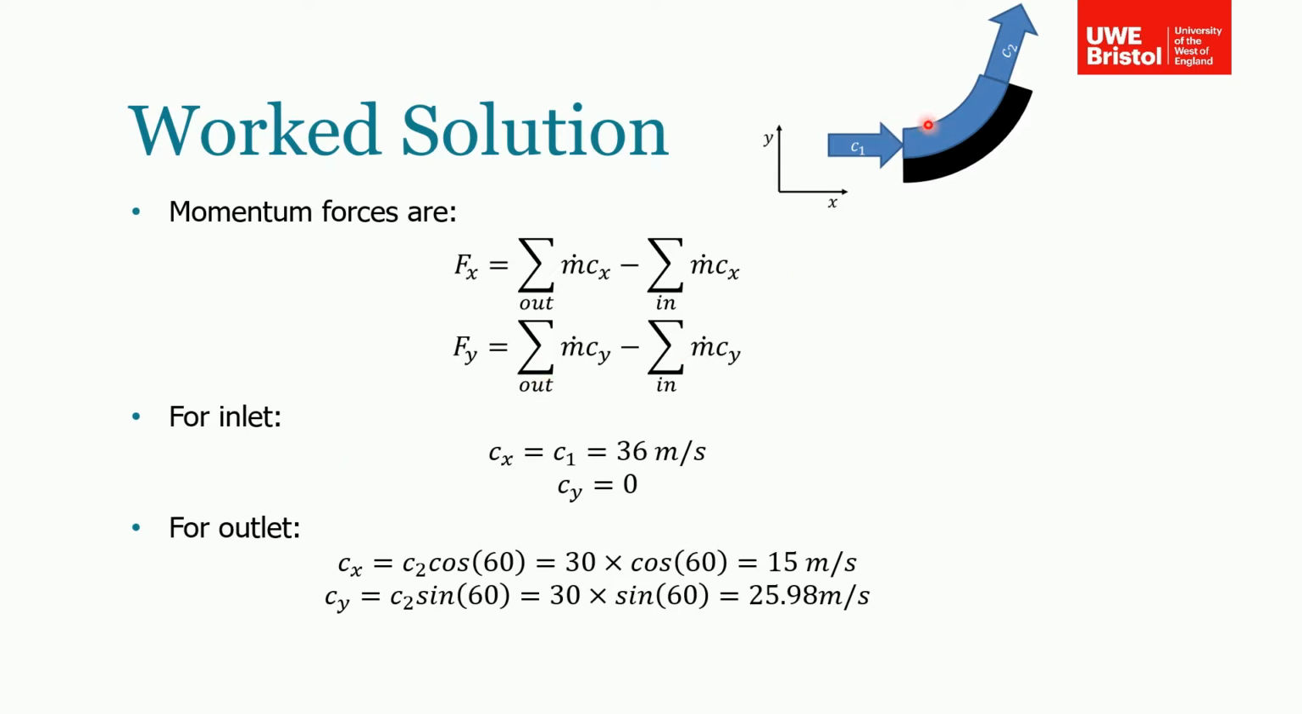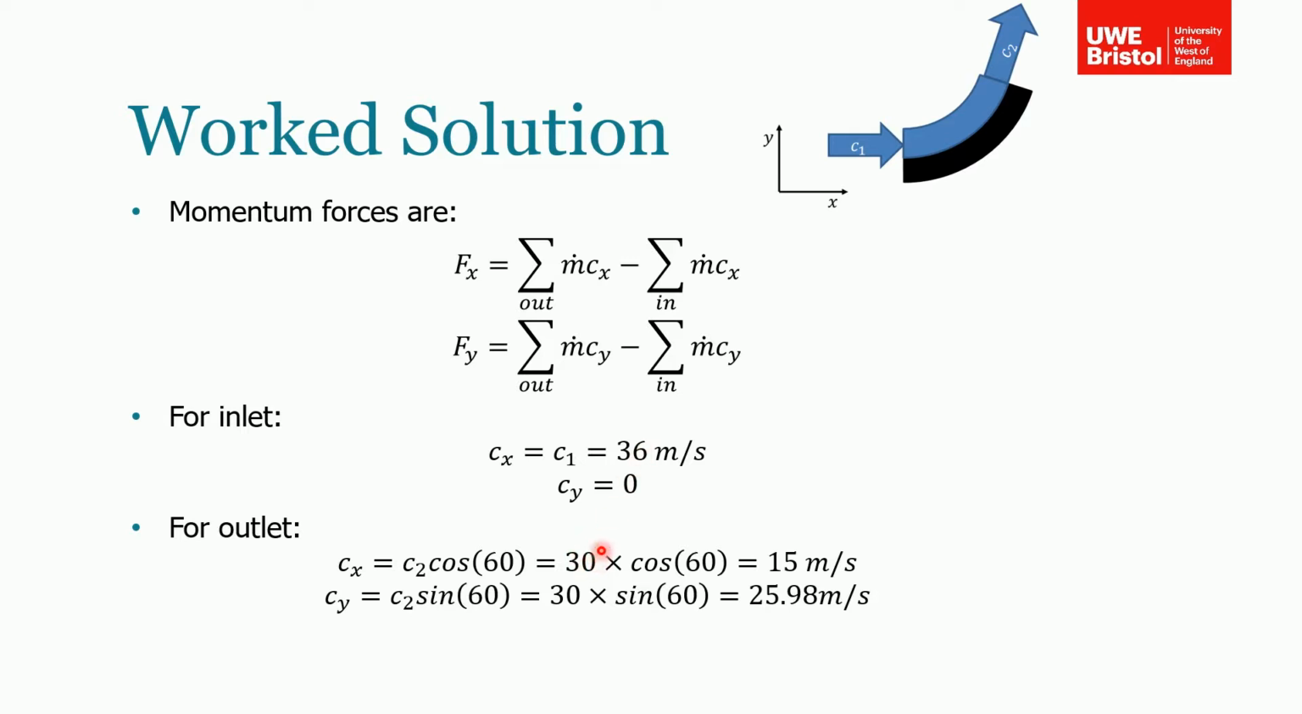So if we go through and work out what each of these components are, for the inlet jet, which is perfectly horizontal, the Cx is equal to the inlet velocity, which is 36 meters per second, and because it's perfectly horizontal, there is no y component velocity, therefore that's equal to 0. Now for the outlet, as we showed on the previous slide, we can work out what these x and y component velocities are from trigonometry. So for the x component it's c2, which is 30 meters per second. Remember, we were told that in the question.